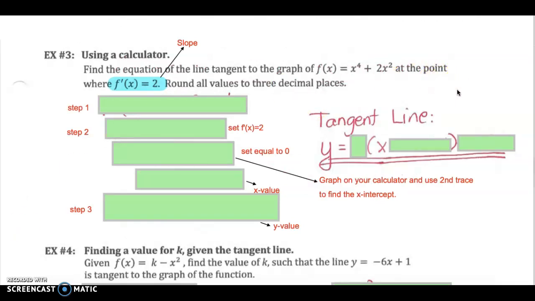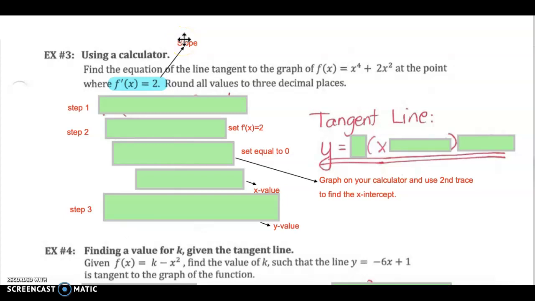Using a calculator. So it says to find the equation of the tangent, or the line tangent to the graph of f of x equals x to the 4th plus 2x squared at the point where f prime of x equals 2, and then round all values to 3 decimal places. So I just highlighted this right here because that's our slope, and I don't want you to forget that, okay, because it's the derivative, so it's going to be the slope.